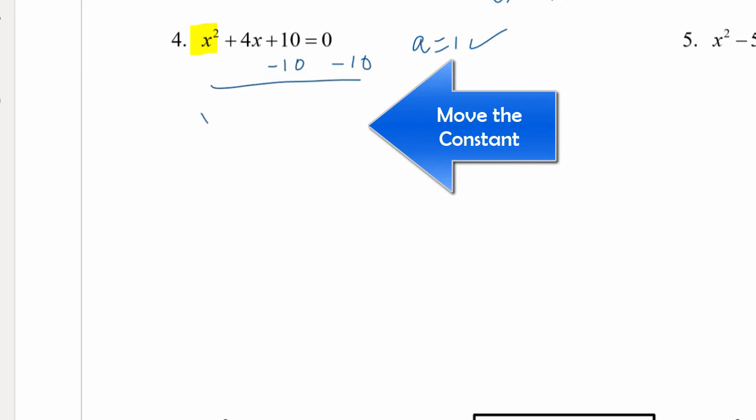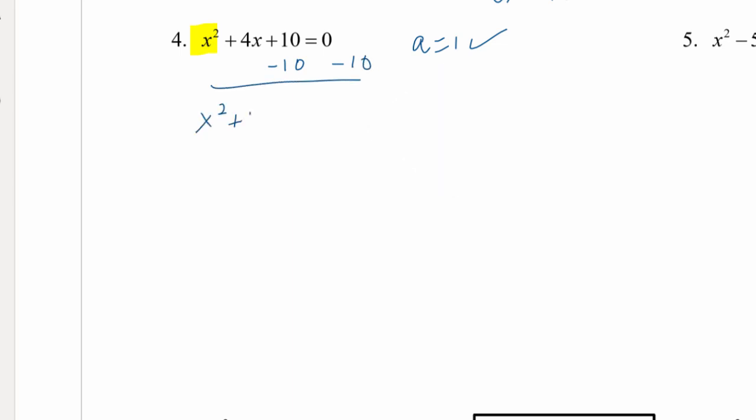So now we have x squared plus 4x plus, we're going to add something there. So leave space to add the constant when we complete the square. Here we have negative 10 that we just moved over. And then plus, okay, whatever we add to one side, we're going to add to the other side. So that's why we have the two spaces.